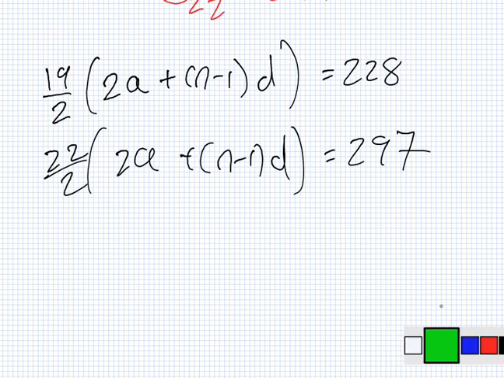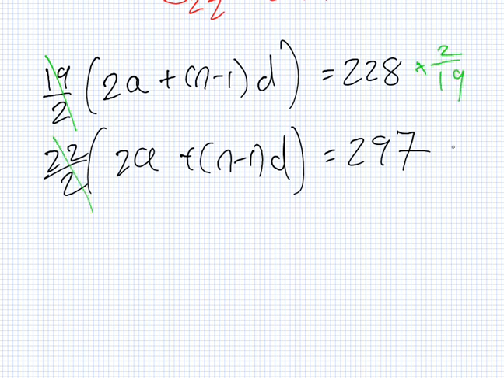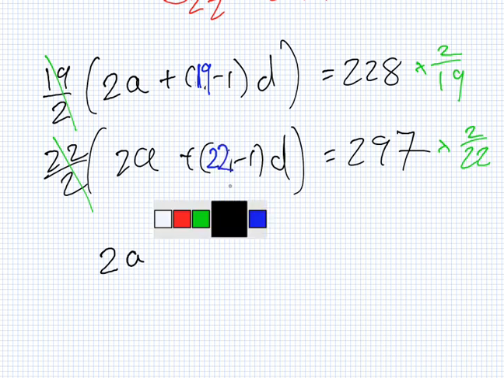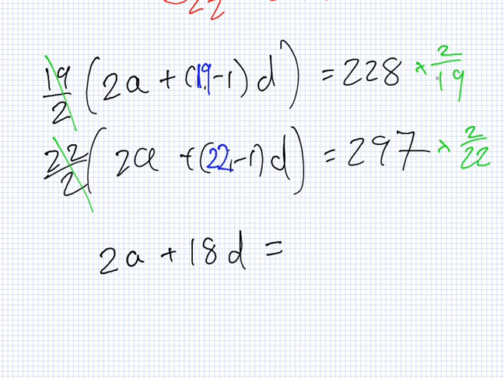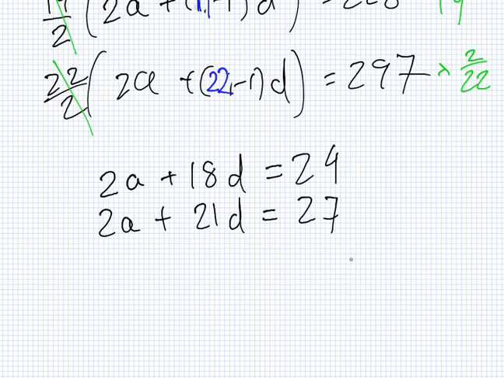So if you take out your calculators, and if you could multiply this by 2 over 19, and multiply this by 2 over 22, can you tell me what you get? Oh, I'm sorry, wait, I know what the n is here. Let me add that in. 19 and 22. Okay. So I have 2a plus 18d equals, so what's this number, please? Thank you. And I have 2a plus 21d equals... great. So we're ready to go.